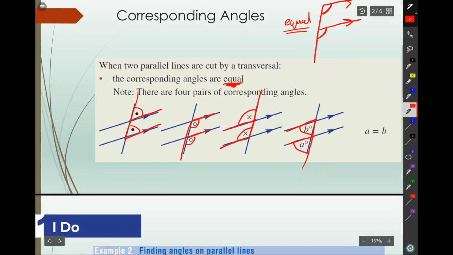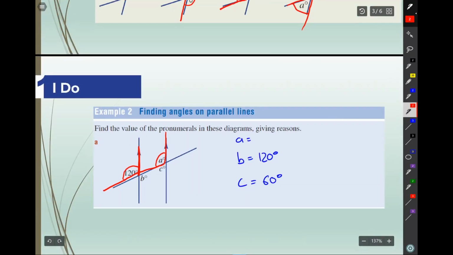Now, because what we just learnt up here tells us that these two angles are equal, we don't even have to do any calculations here. We can just write down that A equals 120. And the reason is that they are corresponding angles.